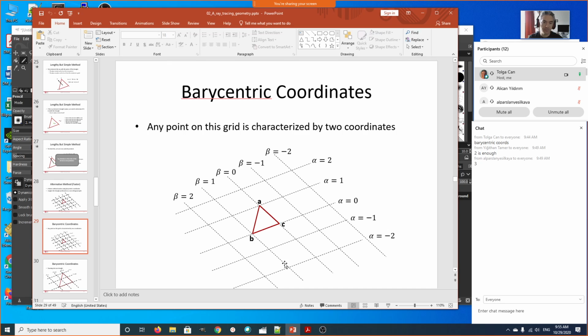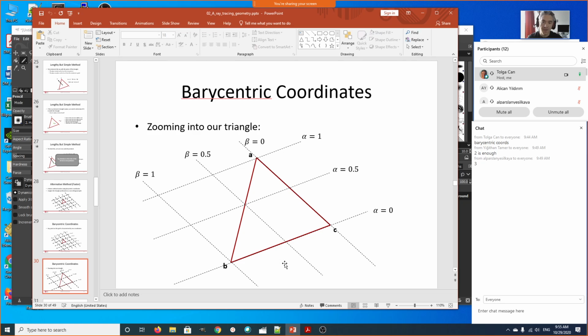As I said, for me it's more intuitive to think of them as weights in averaging instead of coordinates, because these are non-orthogonal axes, so it's not easy to think of them as coordinates. Weighted averages are much simpler. When we zoom in on our triangle, we see that when, for example, beta is equal to 0, we will be somewhere along this line. What happens when weights WB and WC are equal to 0 and WA is equal to 1? We find ourselves at the corner.